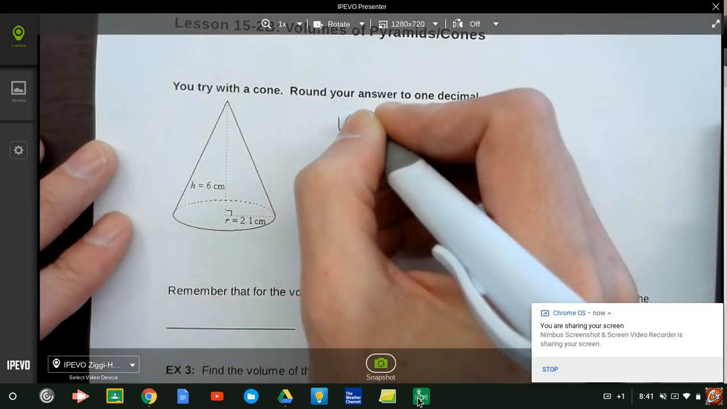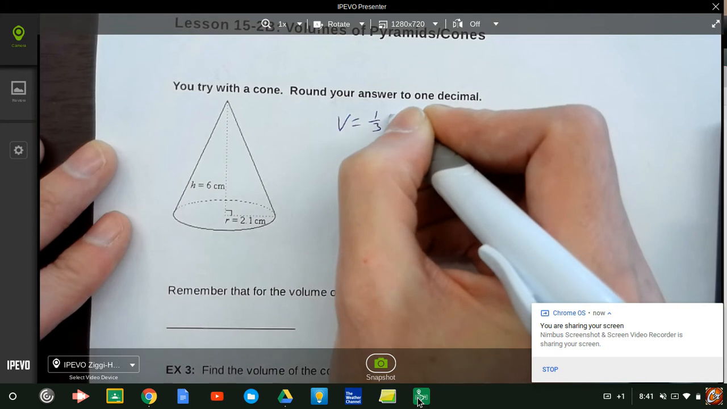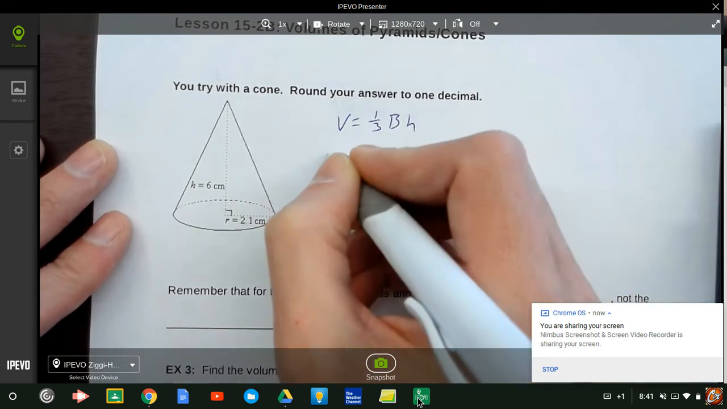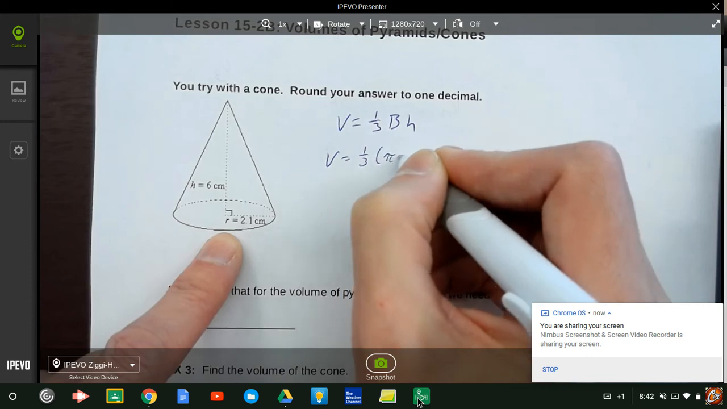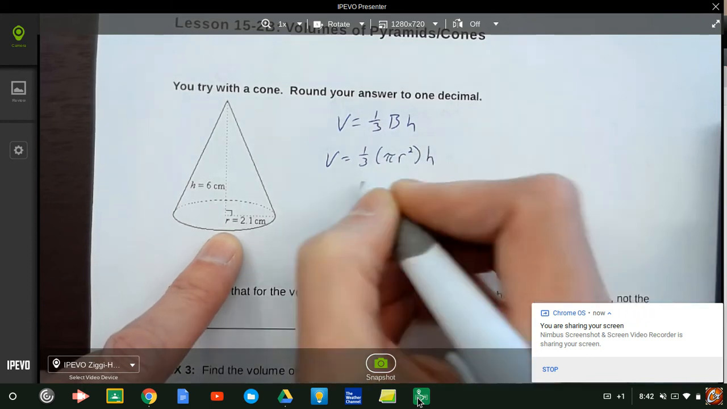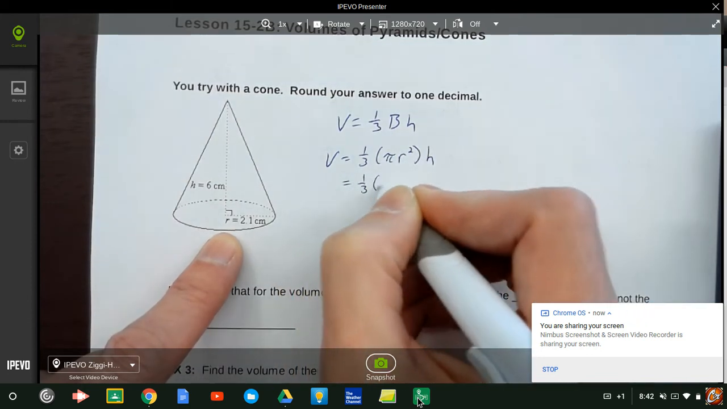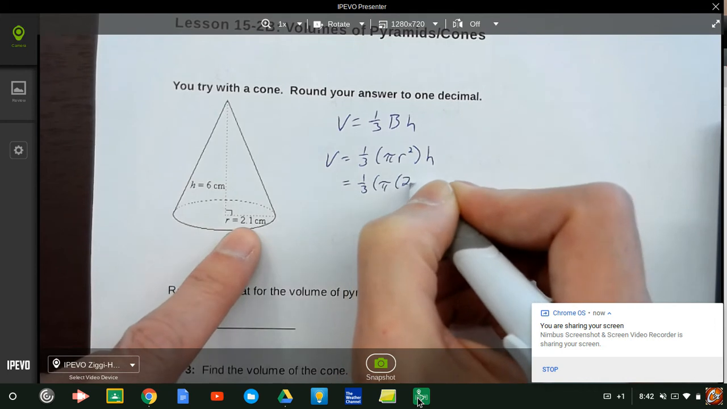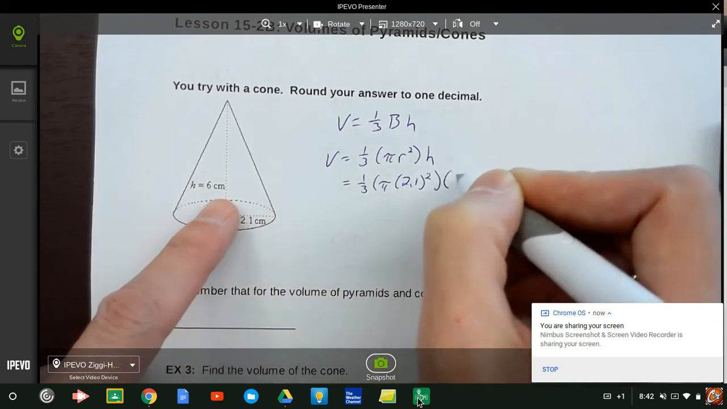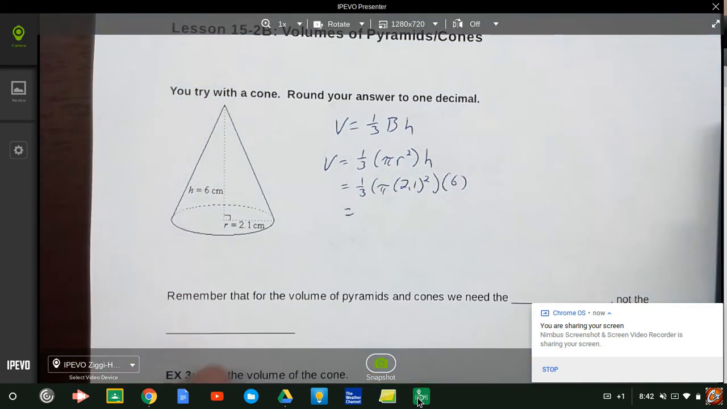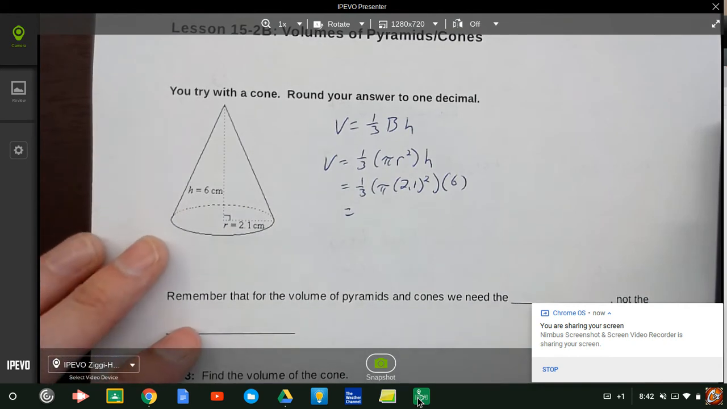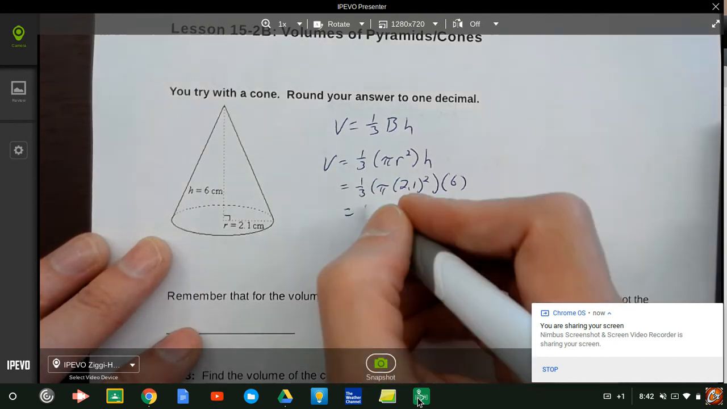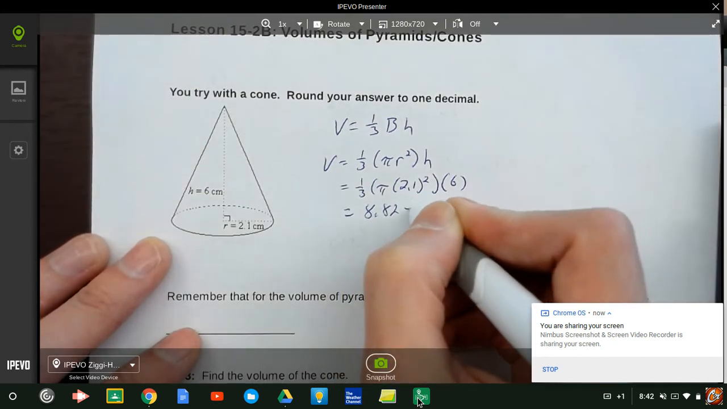All right, so volume, again, 1/3 area of the base times the height. Well, again, I know my area of the base is a circle, so I'm just going to rewrite that as pi r squared times the height. So that's 1/3 pi 2.1 squared times 6. Well, 2.1 squared is 4.41 times the 6 divided by the 3. So I get 8.82 pi.